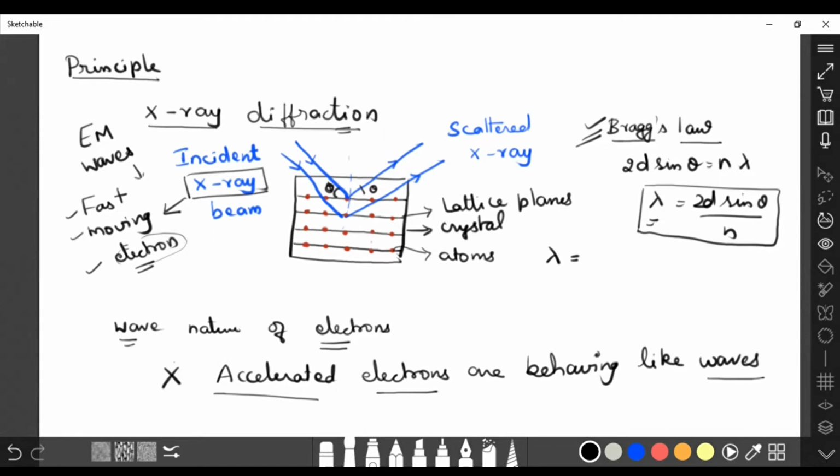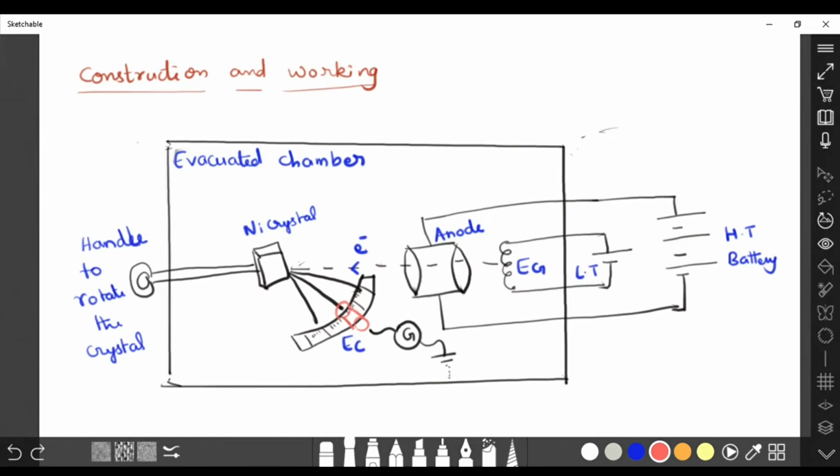So this is the principle of this experiment. Accelerated electrons are behaving like waves. Now we are going to discuss the construction and working of the Davisson and Germer experiment. This is the experimental setup for this experiment. Let me explain one by one.